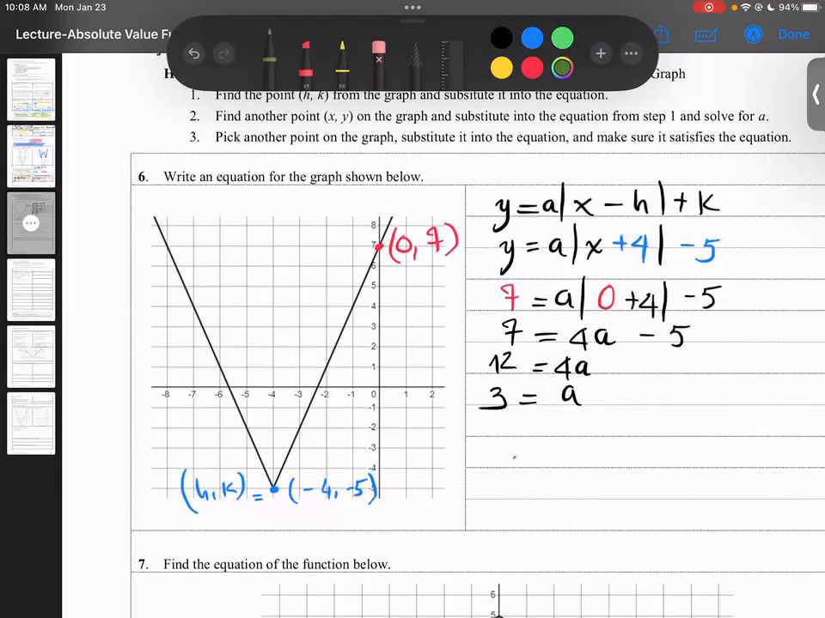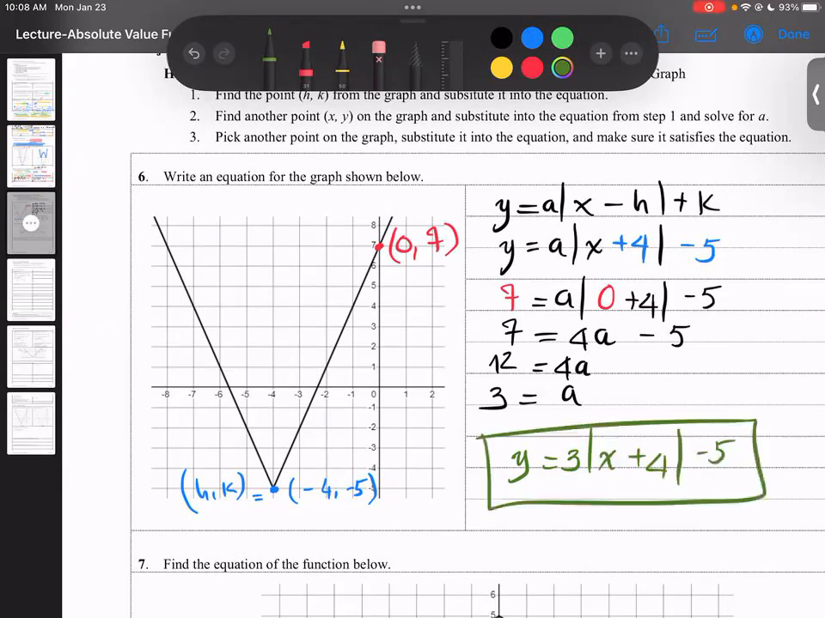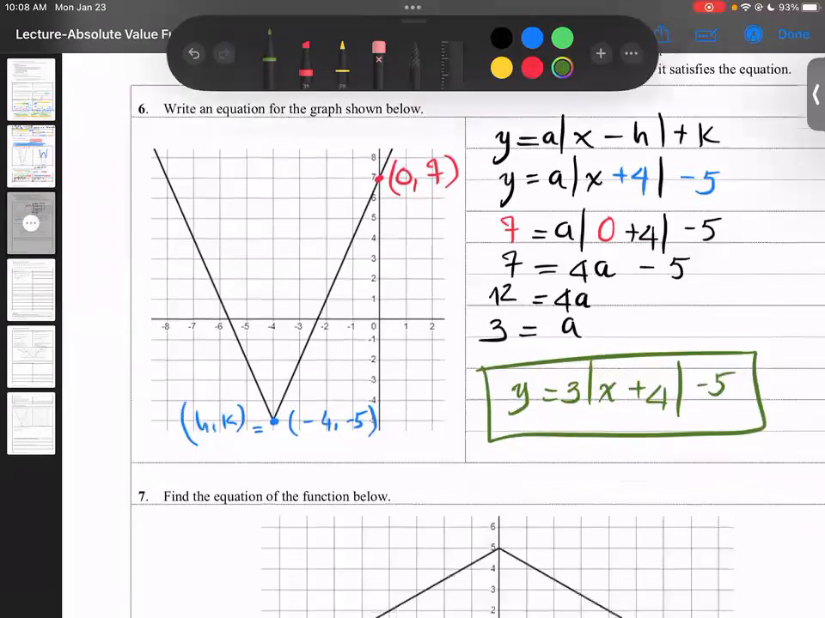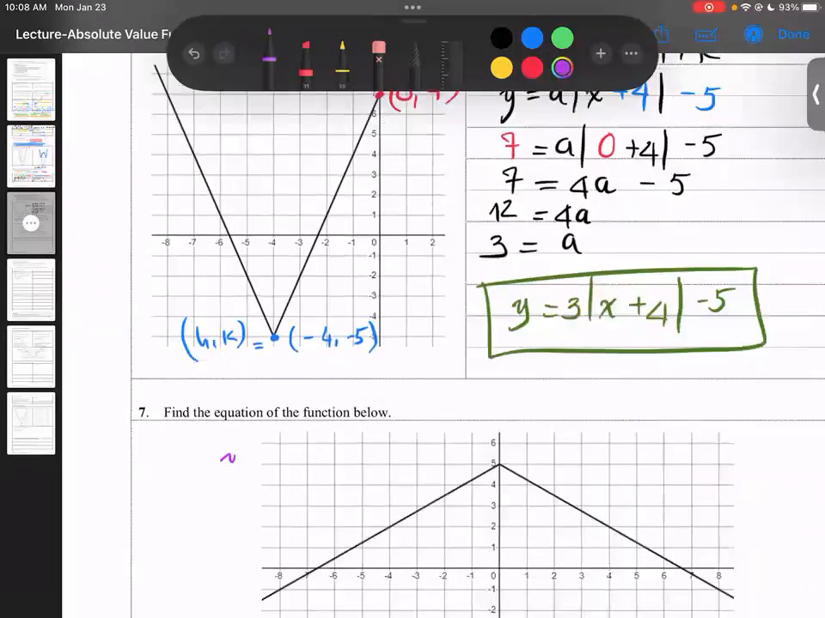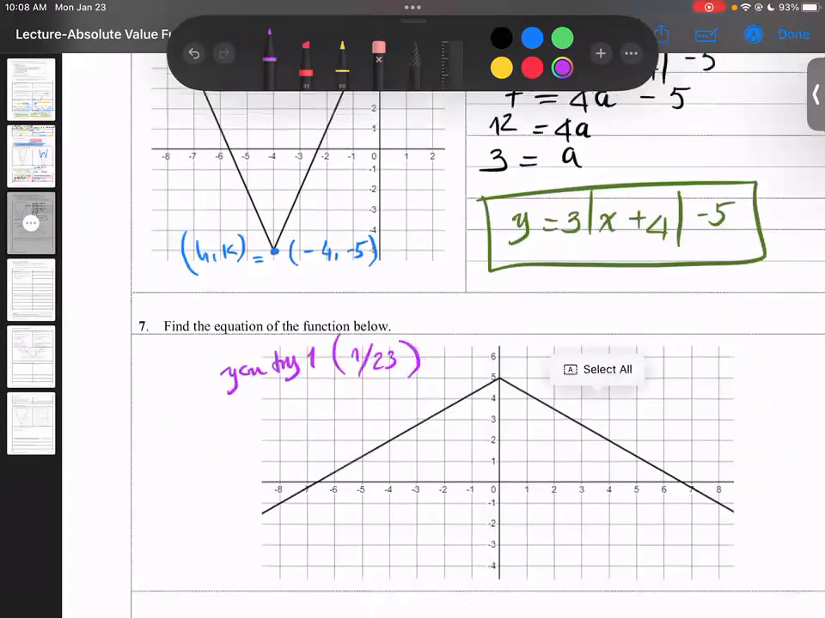So your complete function, complete equation is y equals 3 times the absolute value of x plus 4, minus 5. Let's try one. And it's getting easier. Well, at least not too easy, but it makes more sense to you in terms of solving the equation.